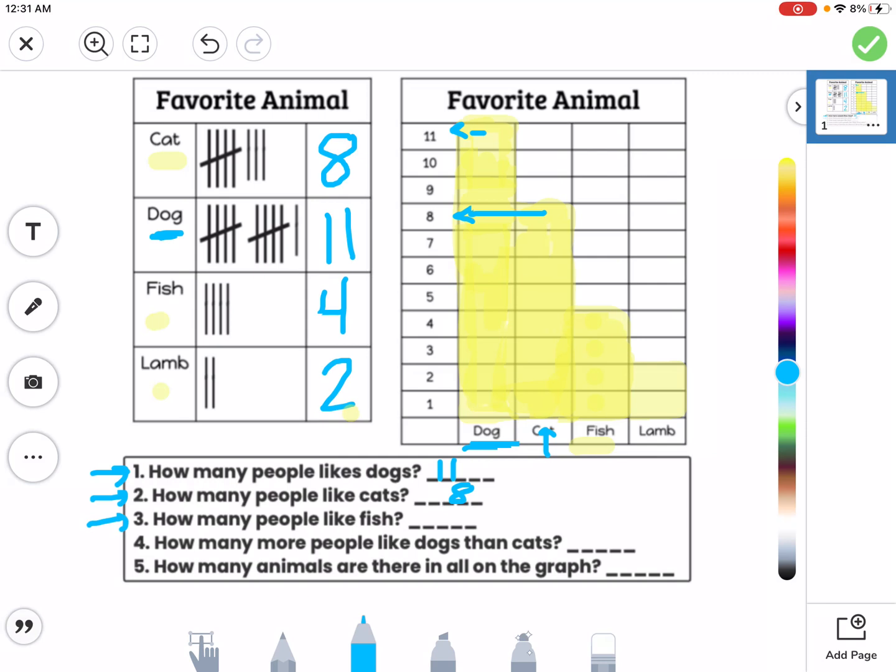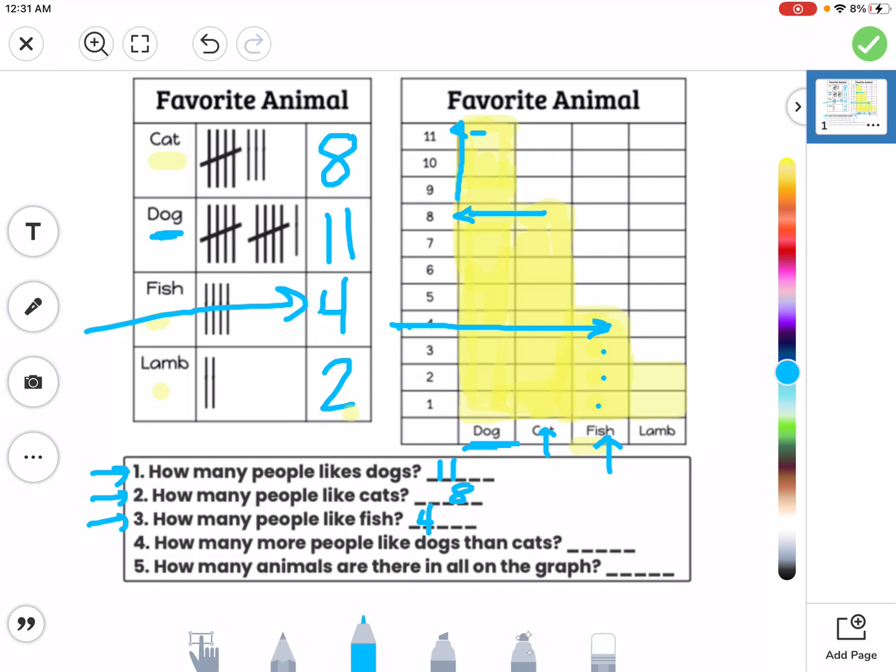How many people like fish? Let's look here. Fish. We can count them. 1, 2, 3, 4. Or we could go over here and look to see. Or we can look here and go across. 4. And write 4. Okay. How many more people like dogs than cats? Here's where it gets tricky.